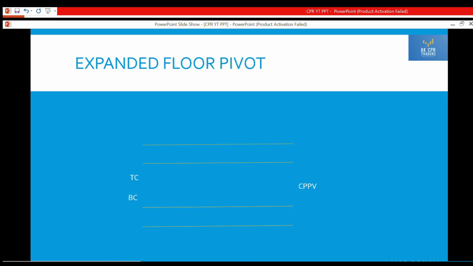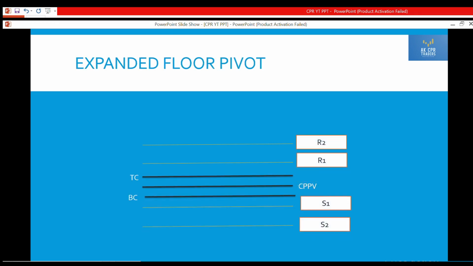Frank Ochoa split the single line into 3 lines. These 3 lines are called the CPR range. Here you can see the middle line, which we call the central pivot. Above that middle line is the top central pivot, and below that central line is the bottom central pivot. So this is the central pivot range, and above these 3 lines we have resistances R1, R2, R3 and R4. Below the central pivot we have supports S1, S2, S3, S4.